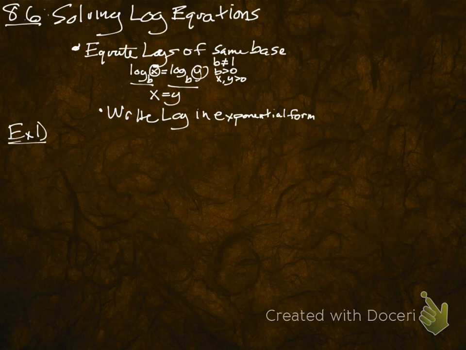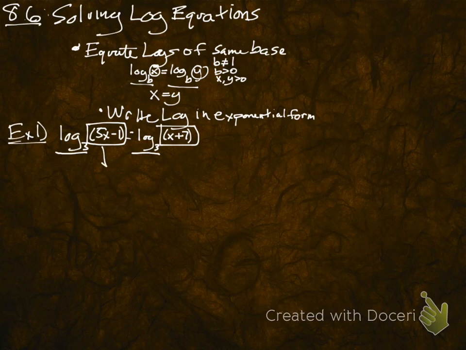Example 1. Let's see if we can figure out how to solve when does the log base 3 of 5x minus 1 equal the log base 3 of x plus 7. So now this looks like a scary looking equation, but if you'll notice, I have the log base 3 over here and it's equal to the log base 3 over here. If these two logs are going to be the same, it's got to be that 5x minus 1 and x plus 7 have the same value.